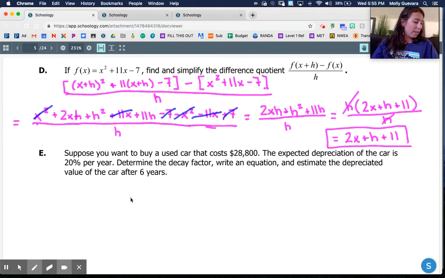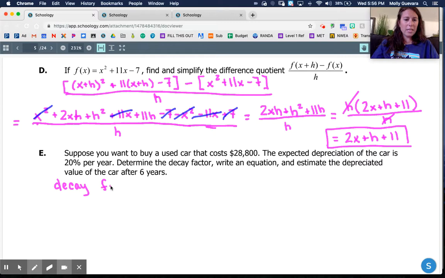Okay, and then last one, suppose you want to buy a used car that costs $28,800. The expected depreciation of the car is 20% per year. Determine the decay factor, write an equation, and estimate the depreciated value of the car after 6 years. First of all, 20% a year is a lot to depreciate, so just so we know. Okay, so the first thing it wants us to do is find the decay factor.